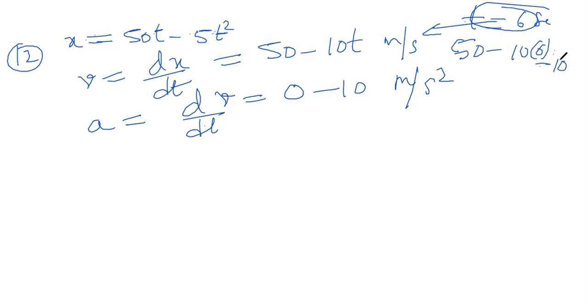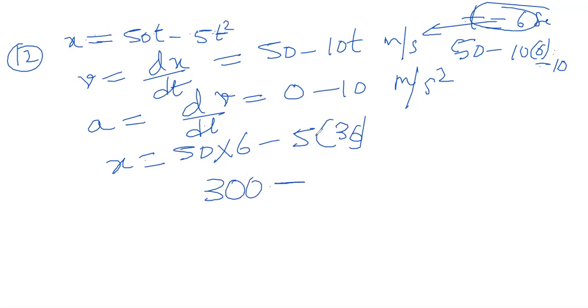This is velocity. Let us check x also. In x you put t is equal to 6. 50 into 6 minus 5 into 6 square. 6 sixes are 36. 6 fives are 30, 300 minus 36 fives are how much? Come on, fatafat. 36 into 5. 6 fives are 30, 30 and 15, 180. 180. Subtract. What is the answer?